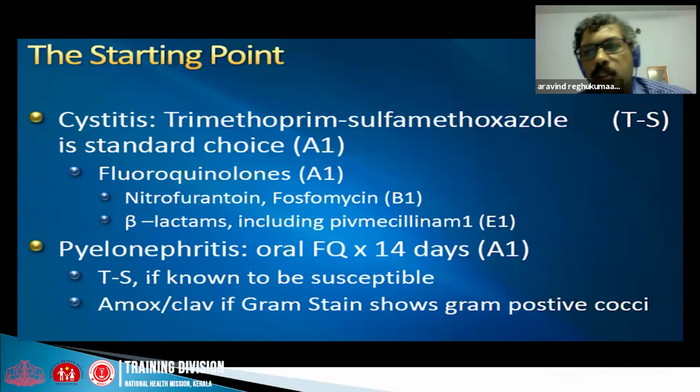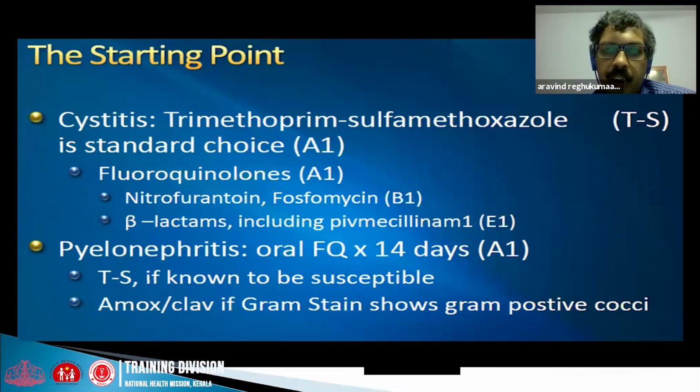Prior to the 2010 guidelines, the A1 recommendation for acute uncomplicated cystitis was fluoroquinolones and cotrimoxazole, and nitrofurantoin and fosfomycin had a B1 recommendation. If you're suspecting pyelonephritis, usually in cystitis there won't be any flank pain or high-grade fever. Suppose the same patient is having high-grade fever and flank pain with chills, etc., then the patient is having pyelonephritis. For pyelonephritis, the A1 recommendation was for oral fluoroquinolones for 14 days. That used to be the recommendation prior to 2010.